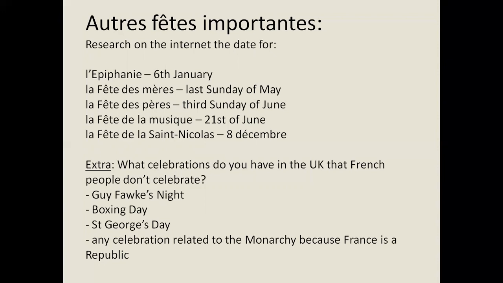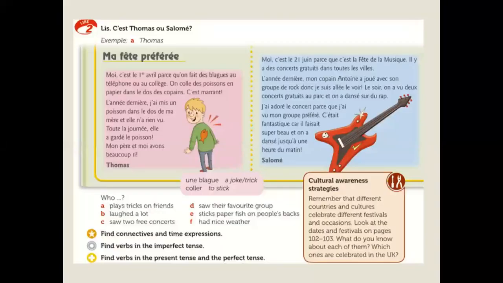On continue. Maintenant, on va faire une activité de compréhension écrite et orale. Alors, I'm going to read both texts, Thomas and Salomé, and you'll need to follow as I'm reading and find out the answer for A, B, C, D, E, F. It's either Thomas or Salomé. Have a look at the questions first, and then I'll start reading.